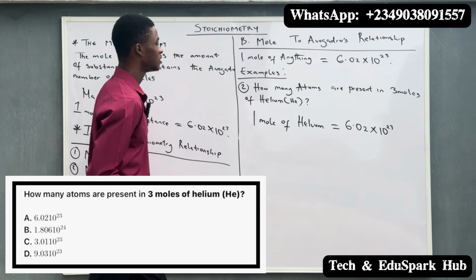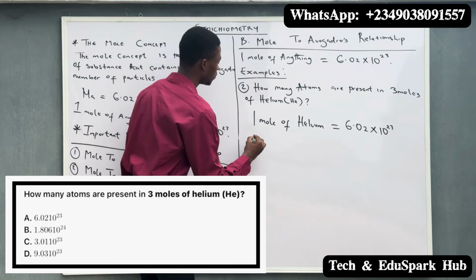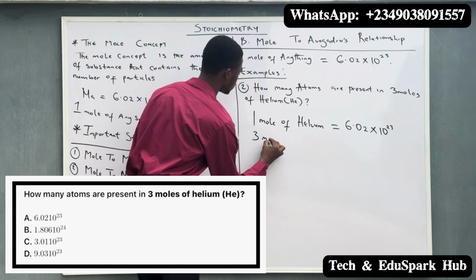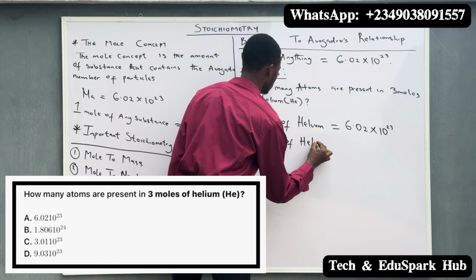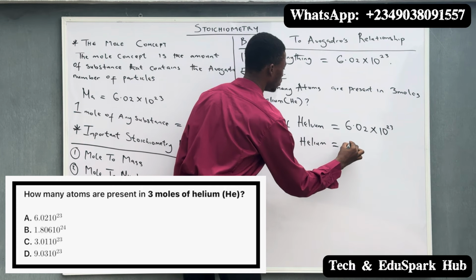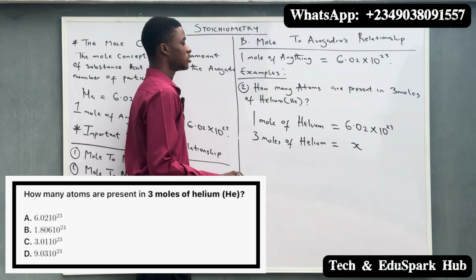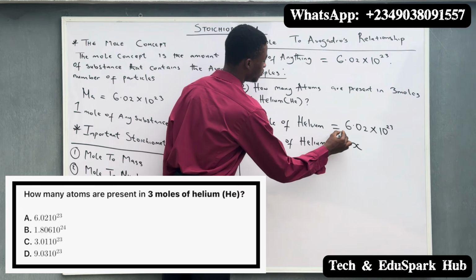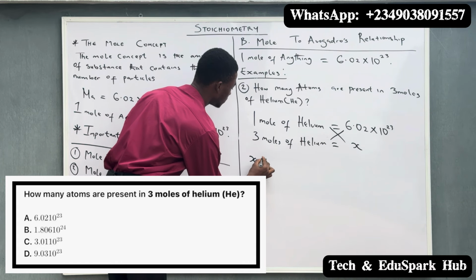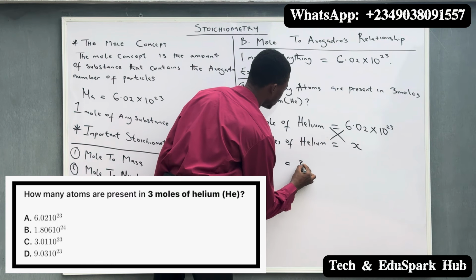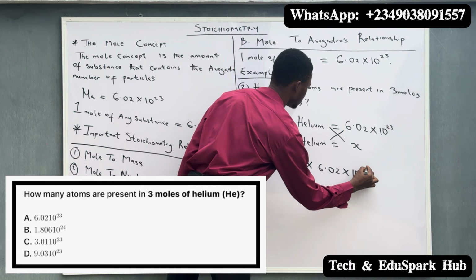So now that we know this, the question is asking how many atoms are present in 3 moles of helium. So we can now write that 3 moles of helium to be equal to unknown, because we don't know the atoms present in 3 moles of helium. So in order to solve this, as usual, we just have to cross multiply. And when we cross multiply, we have x multiplied by 1 to be equal to 3 multiplied by 6.02 times 10 raised to the power 23.